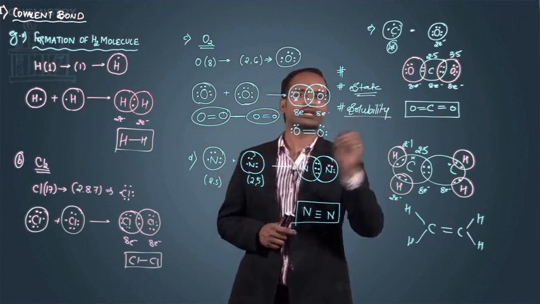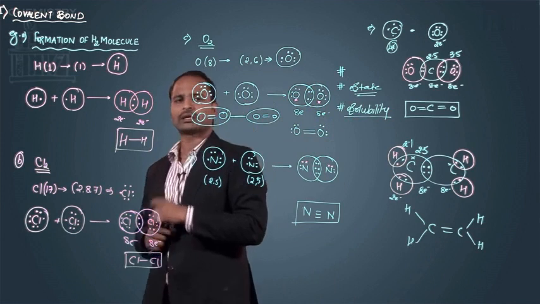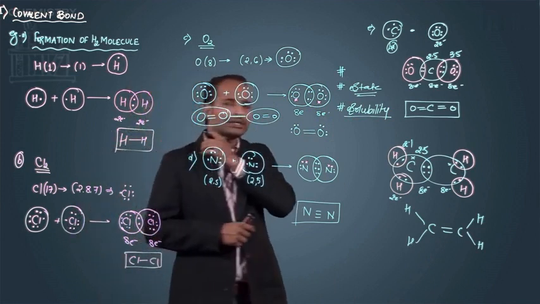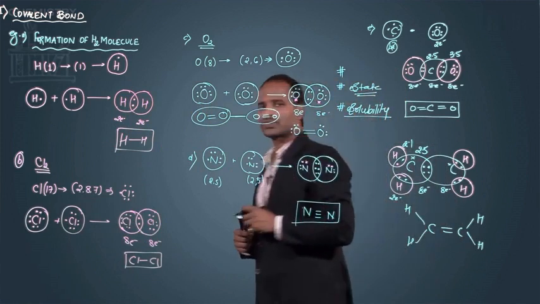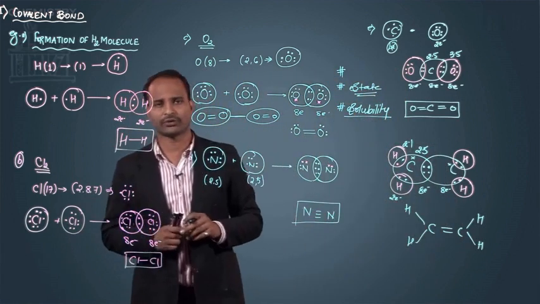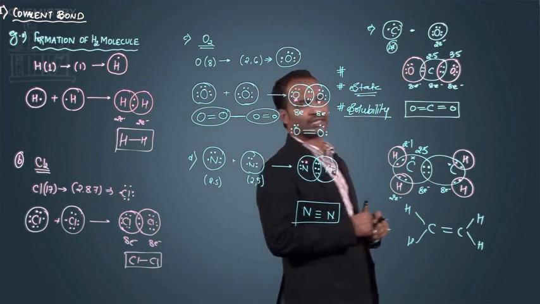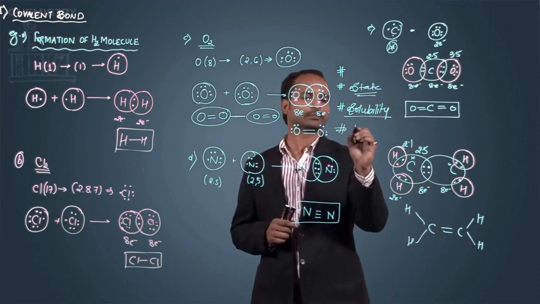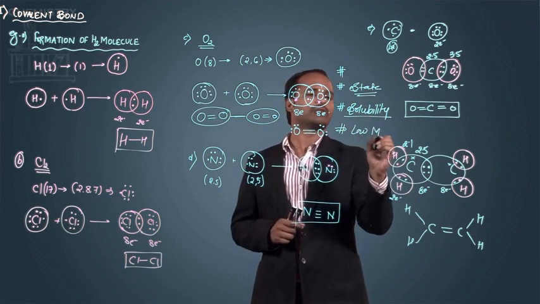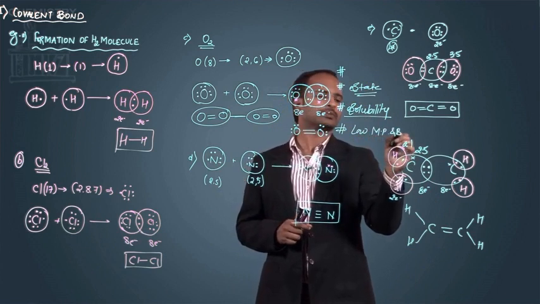Covalent bonds are generally non-polar in nature. That means they do not carry partial positive and partial negative charges. So they are generally soluble in non-polar solvents only, like organic solvents. They are insoluble in water. Then third, they have low melting point and boiling point.